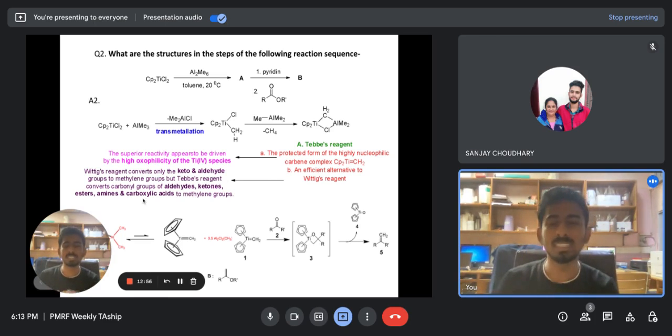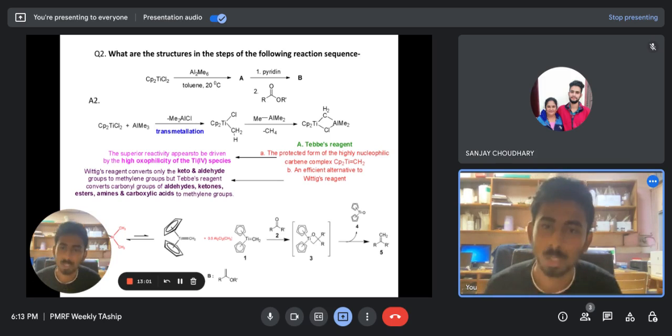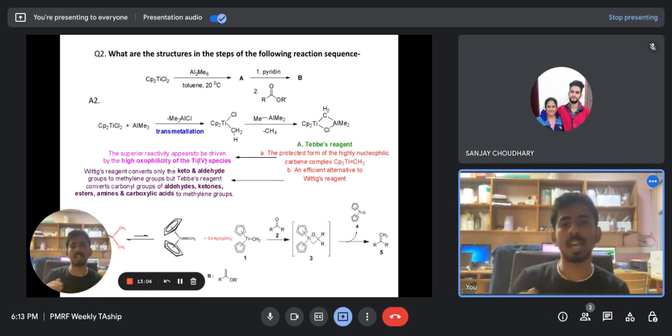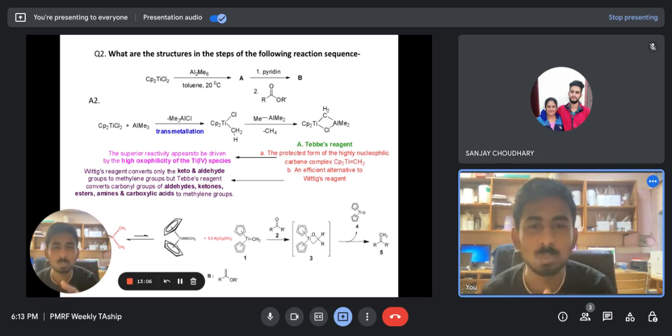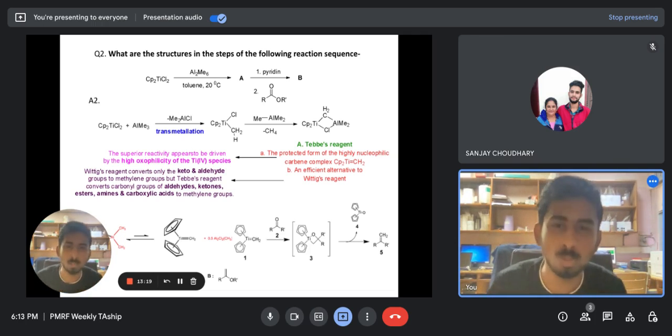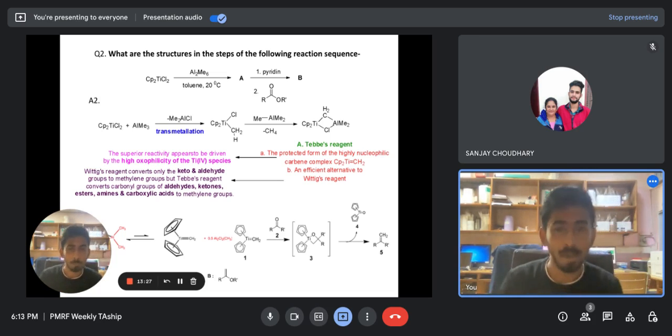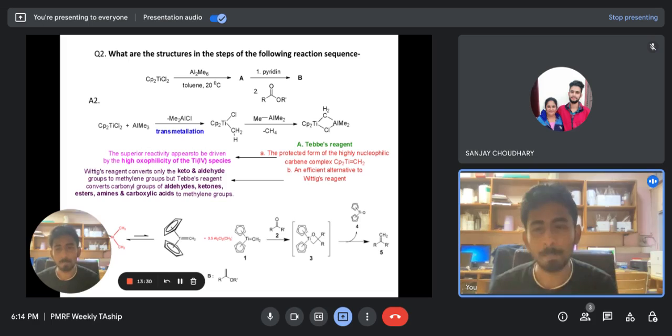Now there are also significant properties that the Wittig reagent does not have, but the Tebbe reagent possesses. What are those? The Wittig reagent is capable of converting only the keto and the aldehyde moiety to the methylene group. Because whenever we are putting any carbonyl reagent, that is RCOCH3 or RCHO, where R is any kind of aliphatic or aromatic group, that can be converted to the methylene moiety by the aid of this Wittig reagent.